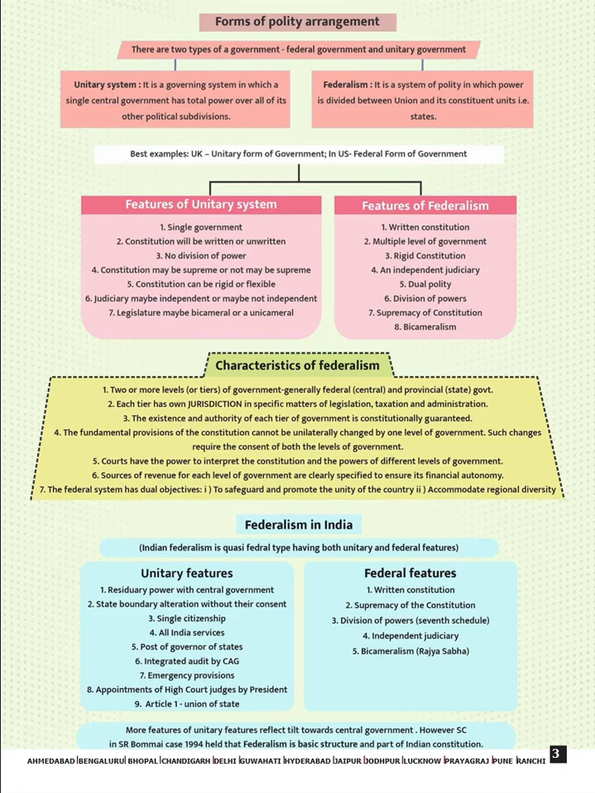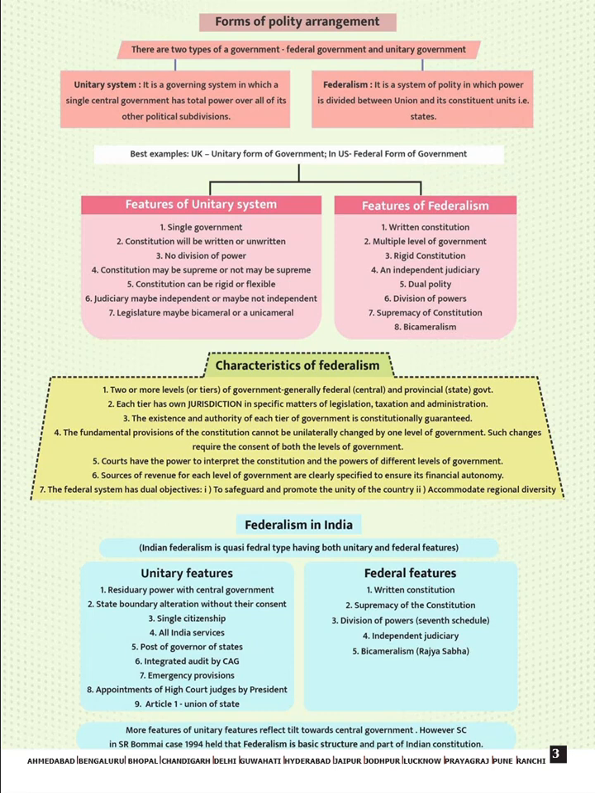So please tell me, which system has India adopted? Yeah, unitary federalism. Please comment in the comment box. The best example is the UK, which has a unitary form of government, and the US, which has a federal form of government. Now the features of the unitary system and the features of the federalism system.